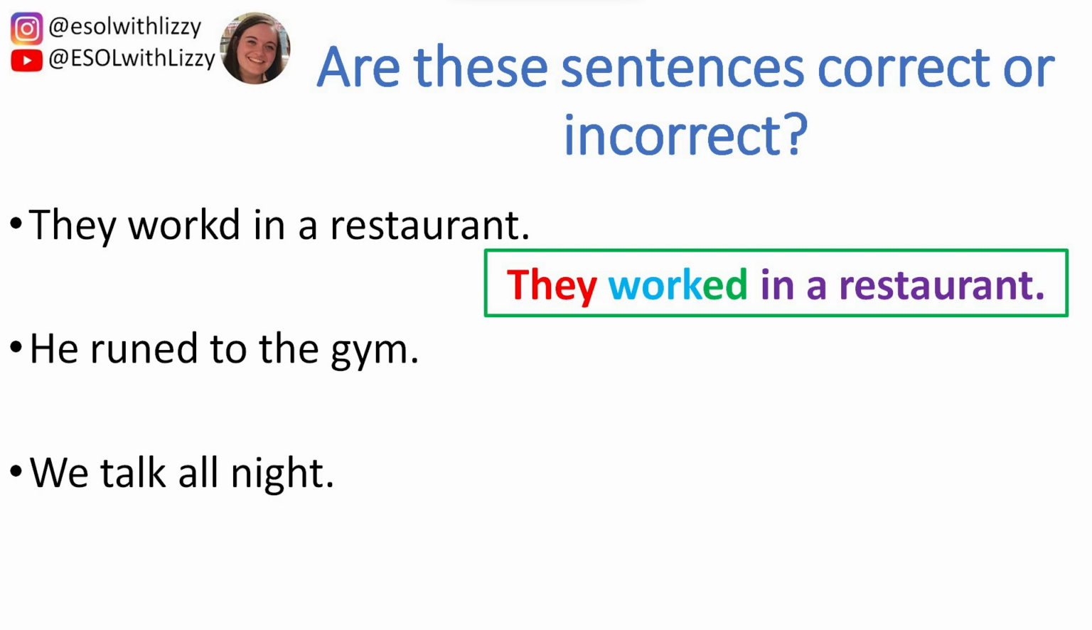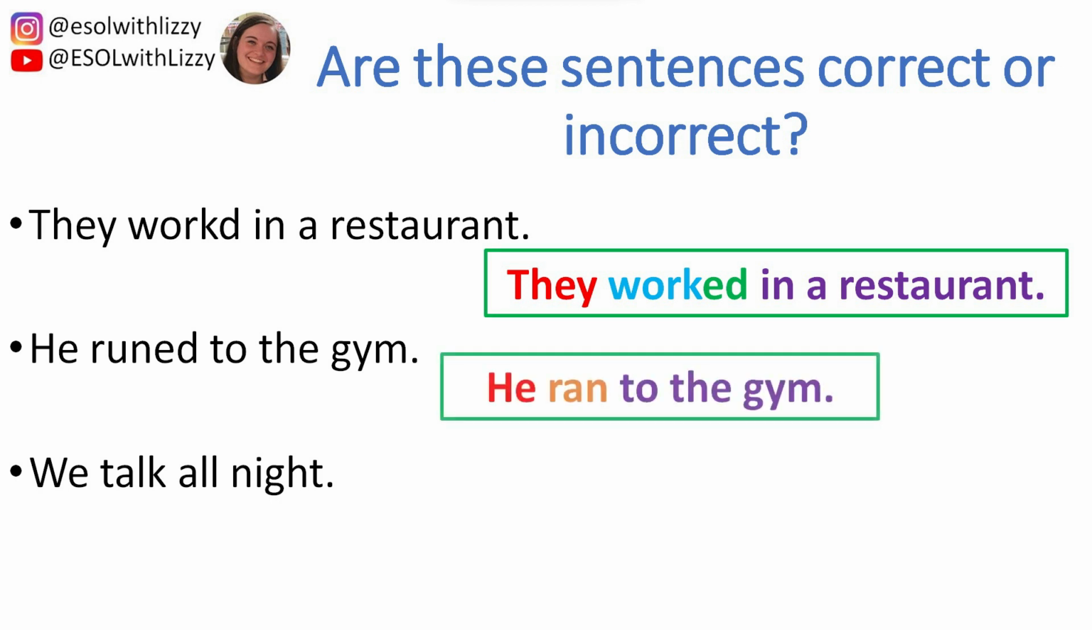He runned to the gym. Is this correct or incorrect? It is incorrect. Run is an irregular simple past tense verb, so we don't add ed. Instead, we would say he ran to the gym.